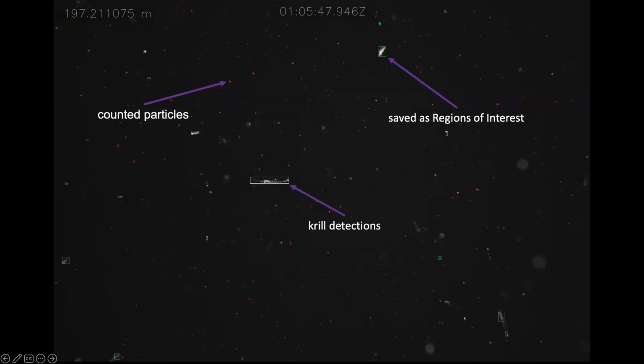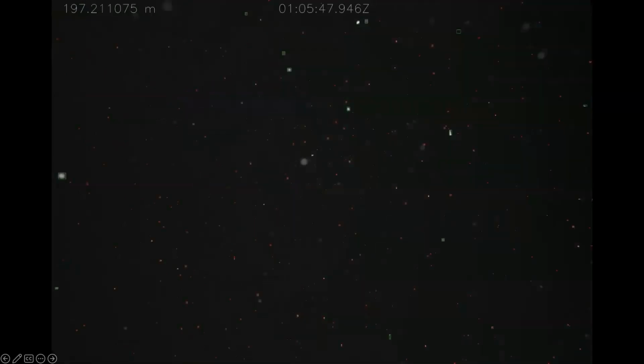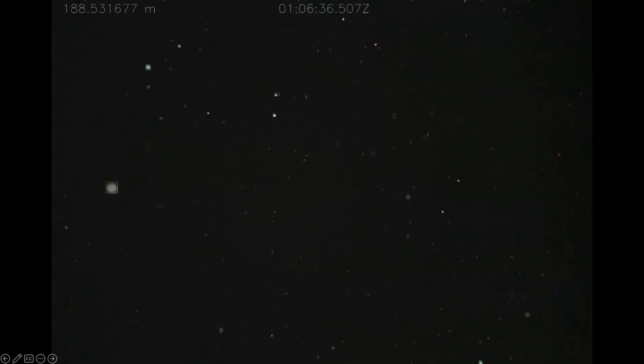And then on the top, you have time in the middle and then depth in the upper left corner there. So we're starting at the bottom of the profile at about 200 meters. We hit the bottom of our profile at about 200 meters and we start coming back up, and we're seeing lots of our red tiny things and the green stuff that might be interesting, but is not the actual target of this experiment.